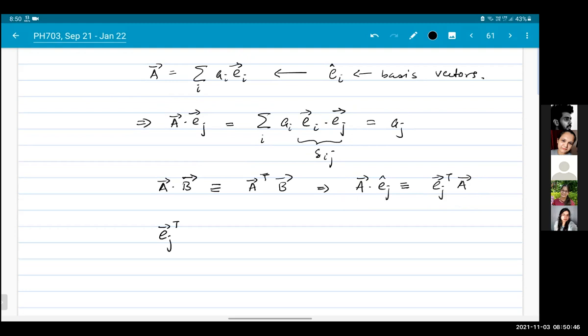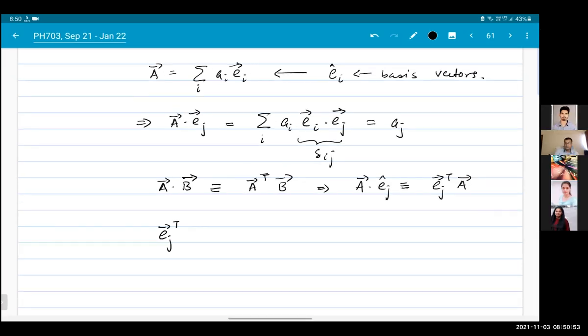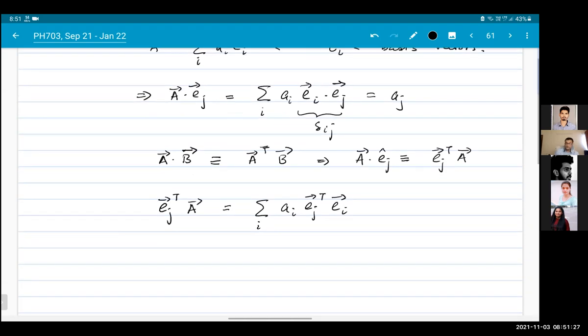So if I put this on the left. Sorry. Ambrish, do you have a question? Okay, so if I take e_j transpose and multiply it by A like this, then on the right hand side, what do I get? I get the summation over i of a_i, and e_j transpose e_i. Is this fine?